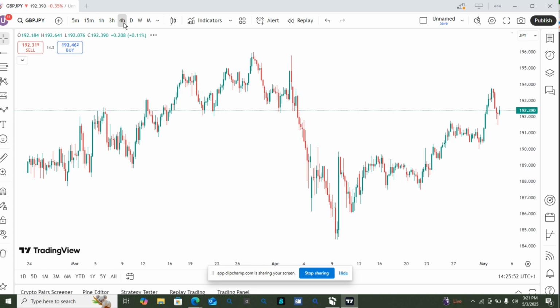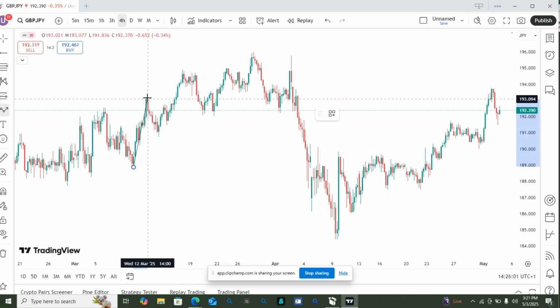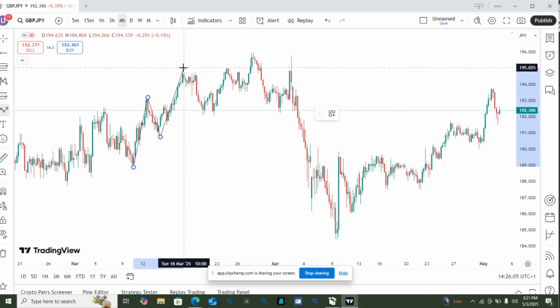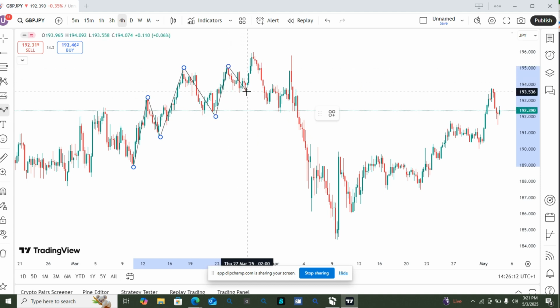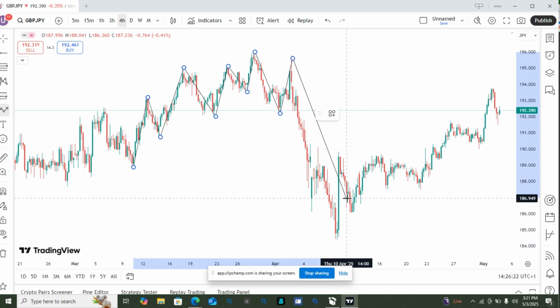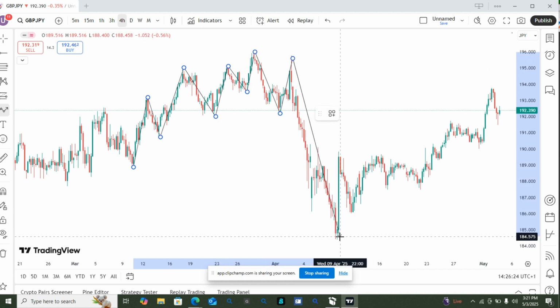All right, so this 4-hour time frame. Let's read the chart together. Let's start from this zone. We move up, created a higher high, a higher low, a higher high, a higher low, a higher high, a higher low, higher high, lower low. Change of character. Price returns back to this order block and price falls. We turn bearish on the 4-hour time frame.